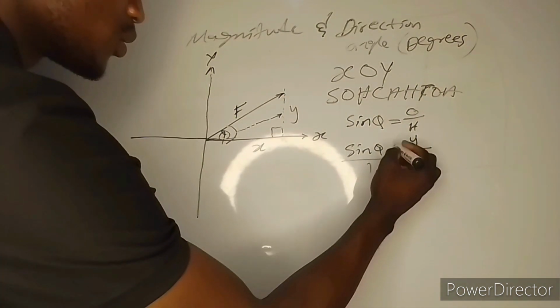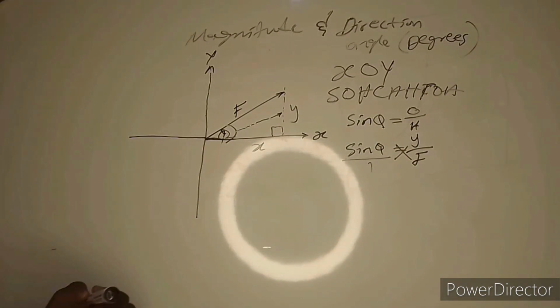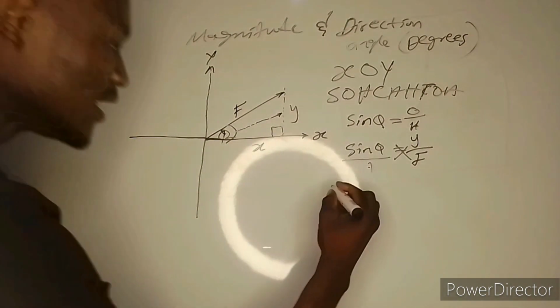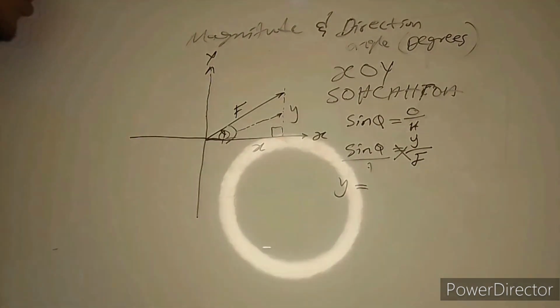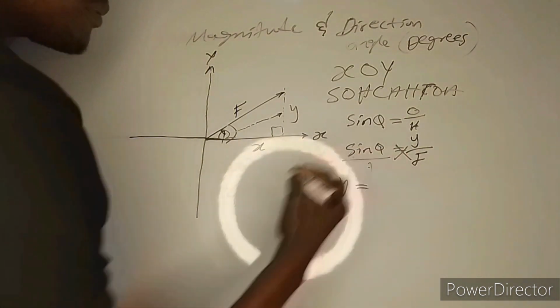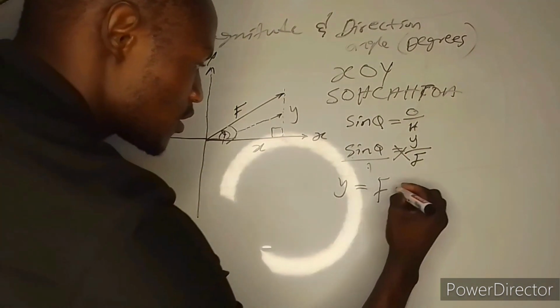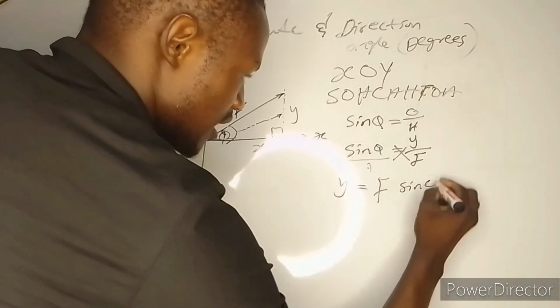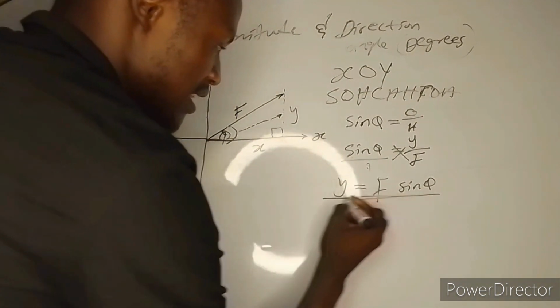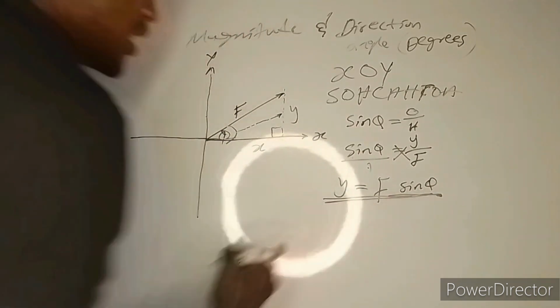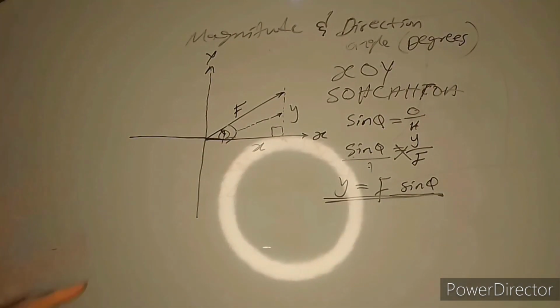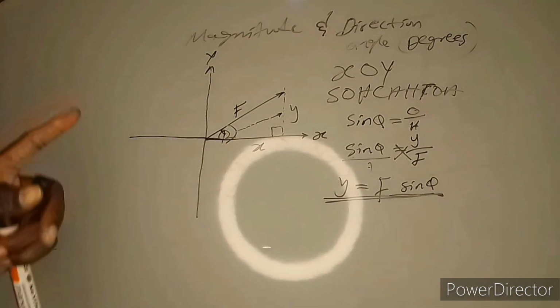Next, we are going to cross multiply. So you find that 1 times y is y, which is equal to sine theta multiplied by force. It will be force sine theta. So we assume this equation as the first equation in our y-axis, or y component.